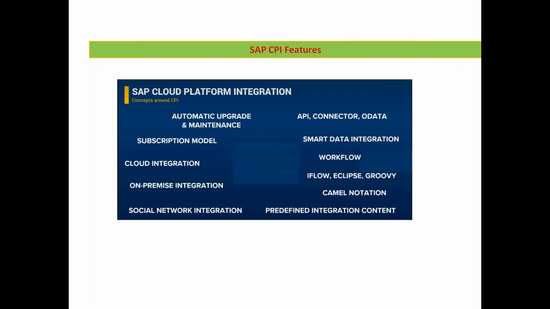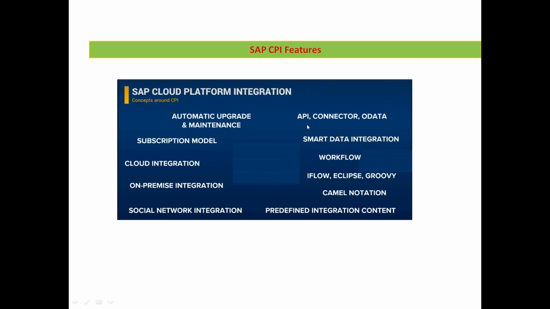Then, what are some of the key features of Cloud Platform Integration? As I said, it is a subscription model iPaaS tool with automatic upgrade and maintenance. CPI itself will take care of the automatic upgrade, and it won't charge for the maintenance. Then it is cloud. It allows cloud integration and on-premise integration. We can also integrate social networks like Facebook and Twitter.